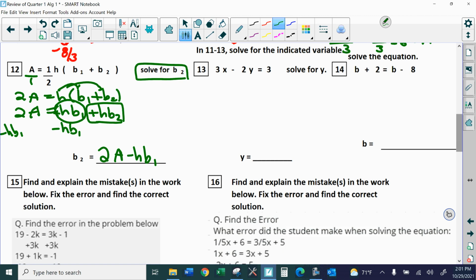Remember, I'm solving for b sub 2. So I need to get rid of this h. The opposite of multiplication is division. So I'm dividing both sides by h, and then that will equal b sub 2.